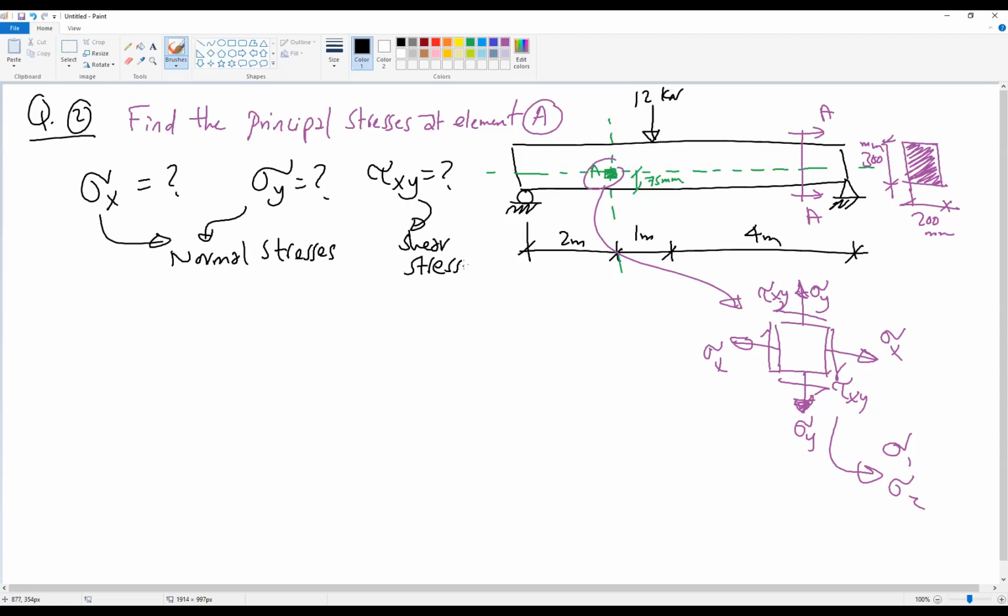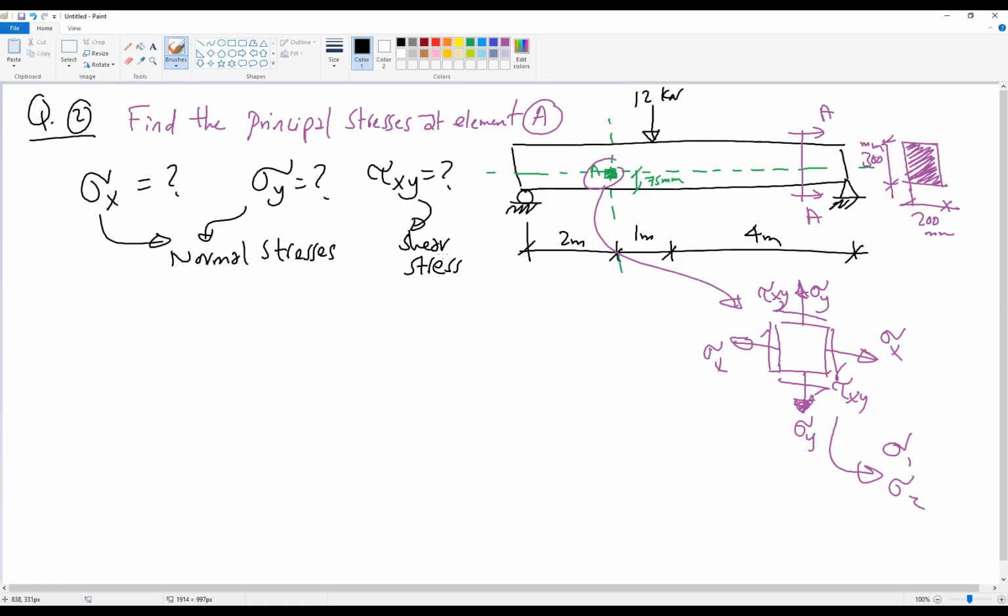So this problem combines three topics or three ideas. We need to find the normal stress and shear stress, and then second step we need to find the principal stress. So first of all, we need to find sigma x and sigma y.